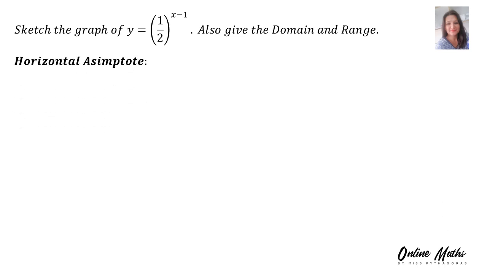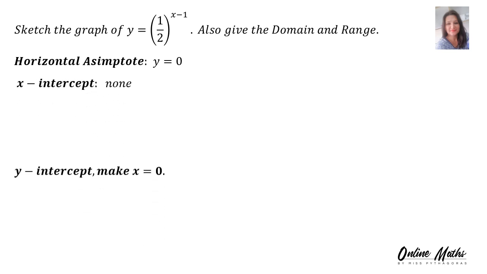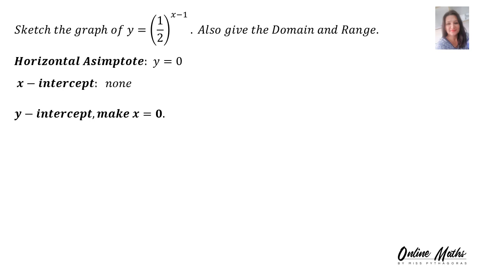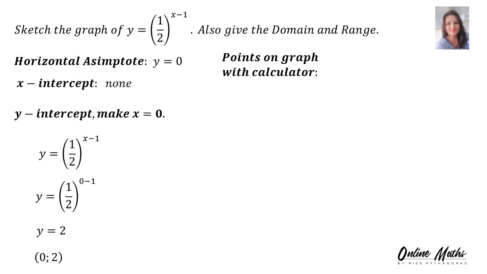So we will start with the horizontal asymptote. Y is equal to 0. The next thing, the x-intercept, there's none. Y-intercept, make x 0. In x's place, we will substitute 0 and we end with half to the negative 1, and half to the negative 1 is equal to 2. Therefore, the y-intercept as a coordinate is the point (0; 2).